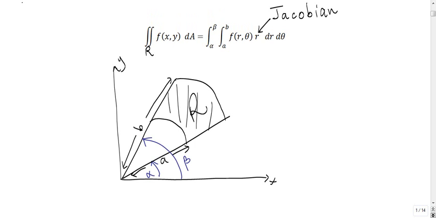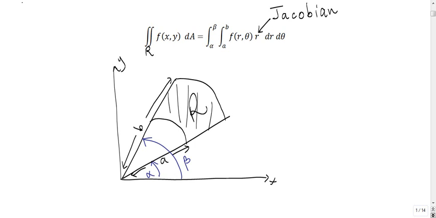So all I want you to remember is this. After you have changed variables to r and theta, you have found what r is, you have found what theta is, you must multiply by r. Okay? And always remember, when we're looking at radius, radius cannot be negative, so you cannot have negative values for r on your integral limits. It's always 0 and above. Any questions? Because we're going to go straight into examples.